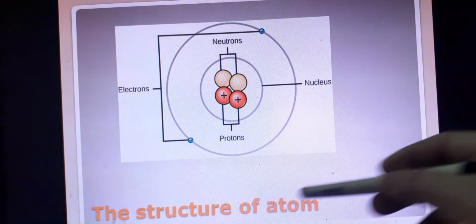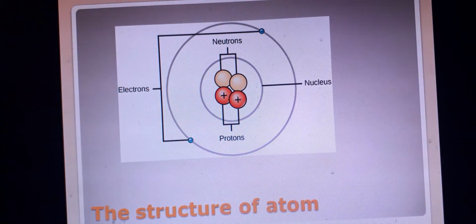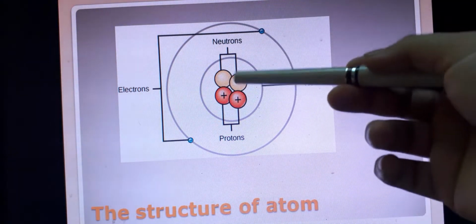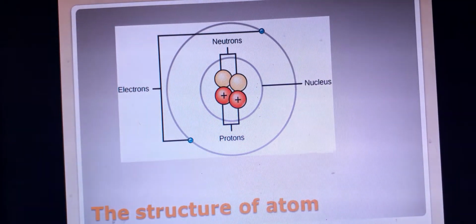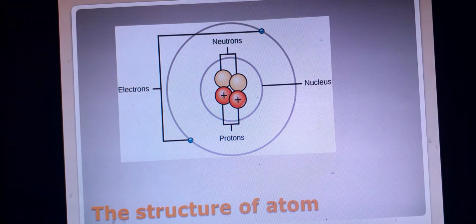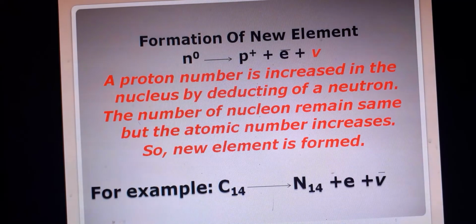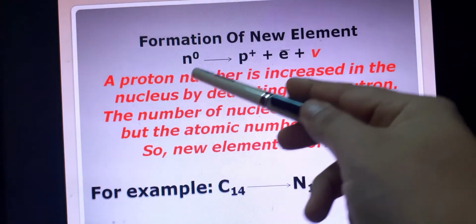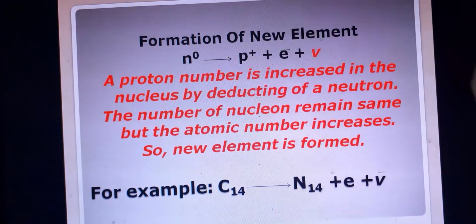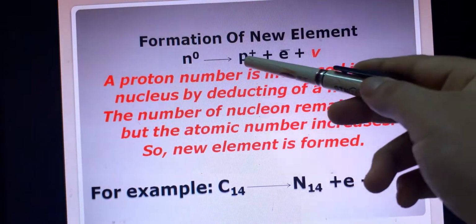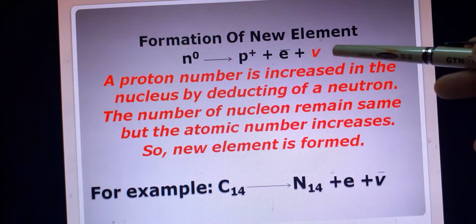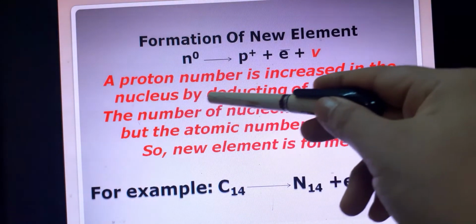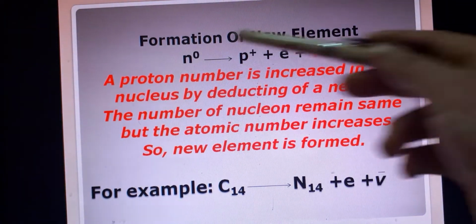This is the structure of atom. I have said the total radioactivity situation or emission occurs in the nucleus, inside the nucleus. Formation of new element. Here a neutron transforms into a proton, an electron plus an antineutrino particle. The proton number is increased in the nucleus by deduction of a neutron.